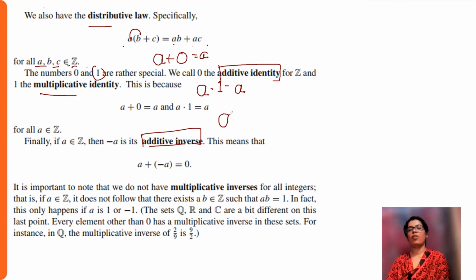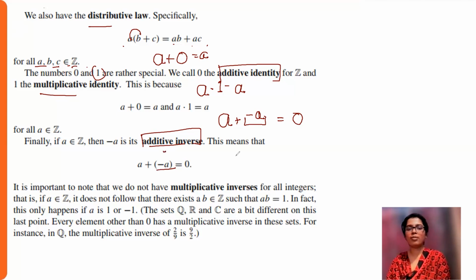So inverse means: if we add some element to A, we must get 0. So the only possibility is that if we add minus A to A, we will always get the element 0, right? So in that case, we can say that minus A is the additive inverse, okay?